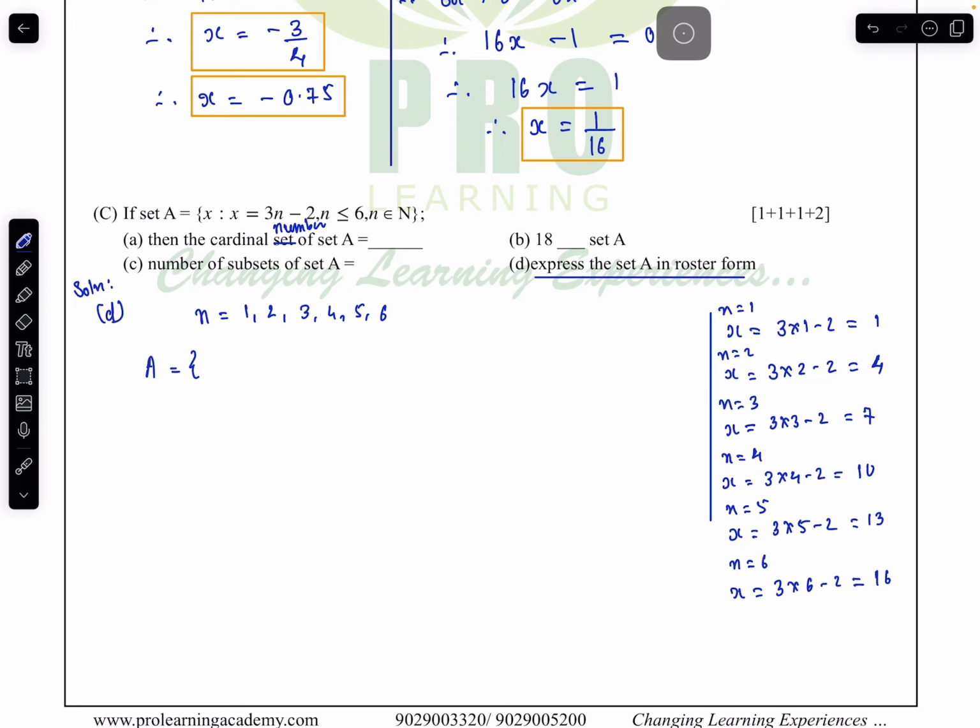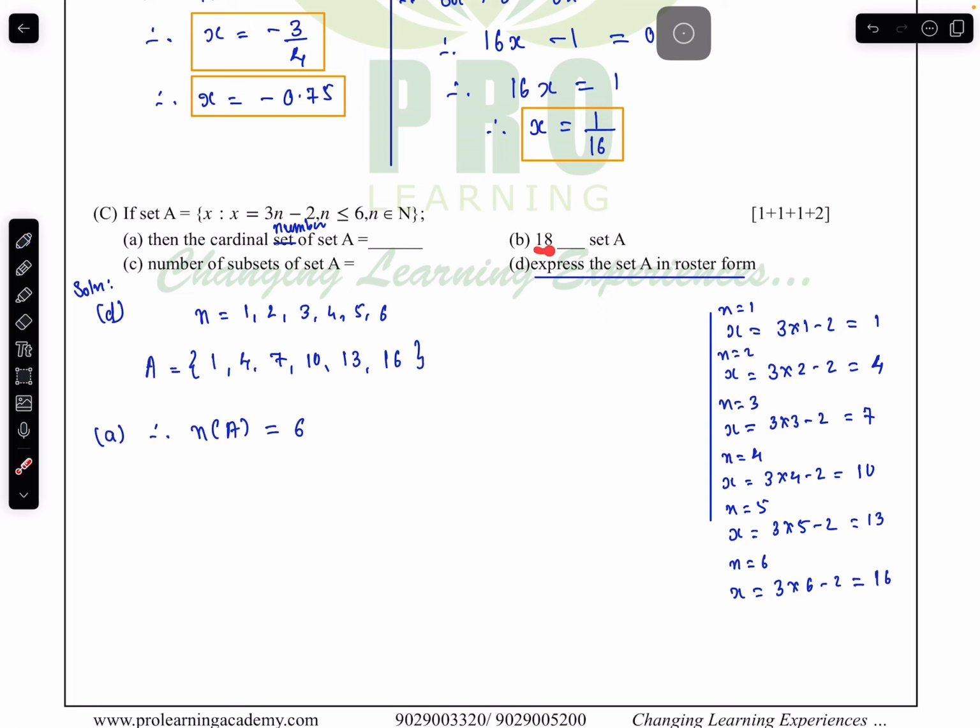So we have these elements. We are writing the elements that we figured out. Our elements are 1, 4, 7, 10, 13, and 16. Now it is quite obvious that there are 6 elements here, so the cardinal number of set A would become 6. Therefore, the cardinal number of set A is 6.